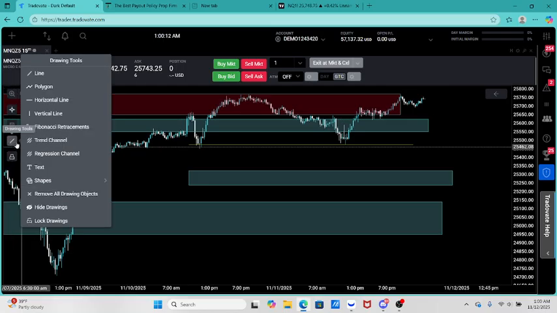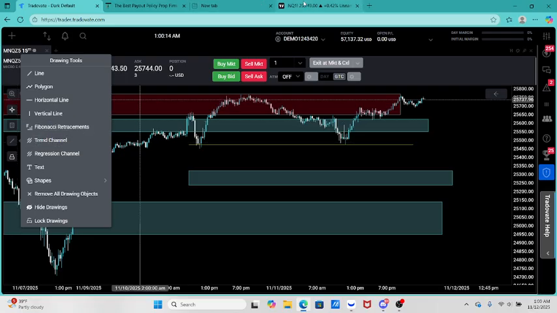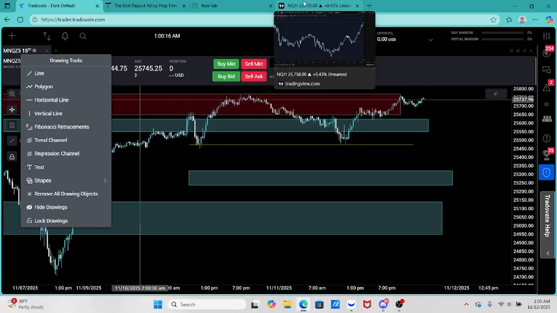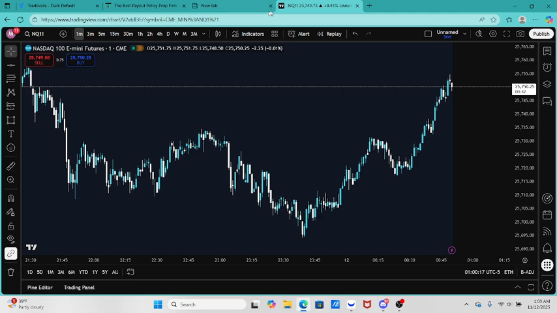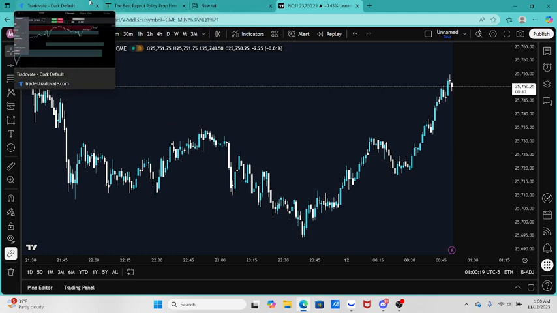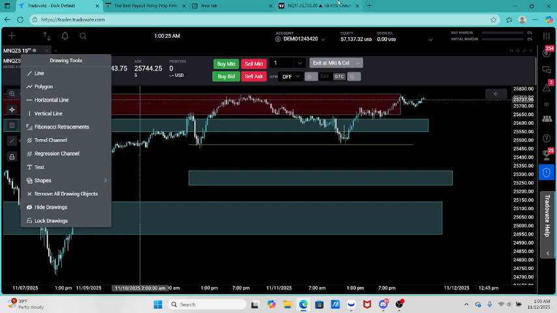Now, it is lacking just a little bit, as TradingView has a little bit more features. Some people do link their Tradovate to their TradingView and all that stuff. I personally just use Tradovate. It really all comes down to preference.